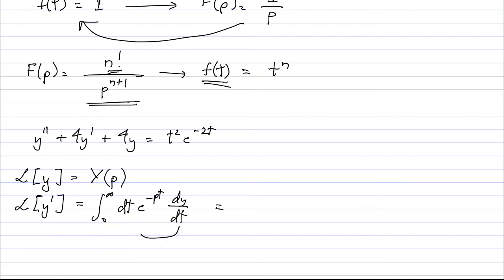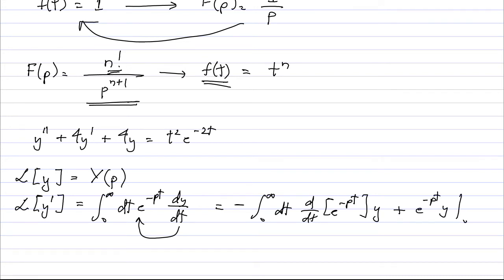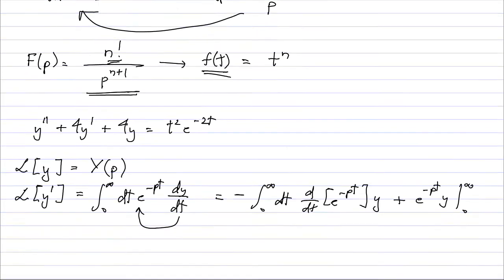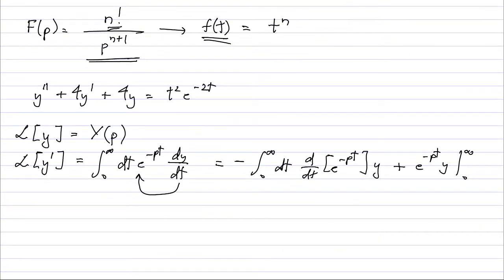You throw this derivative onto this exponential. You pick up a minus sign. So you have d by dt of only e raised to power minus pt, and then you have y. Okay, and then you also have the boundary term, which is e raised to power minus pt, y, from 0 to infinity. And of course the 0 to infinity refers to values of t.